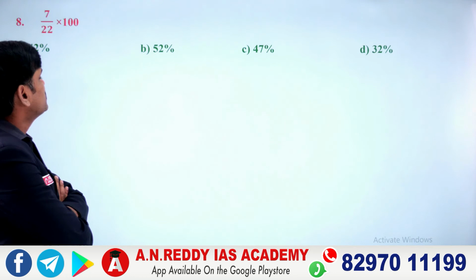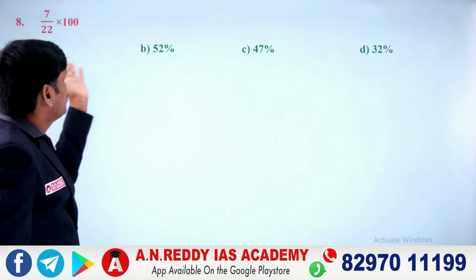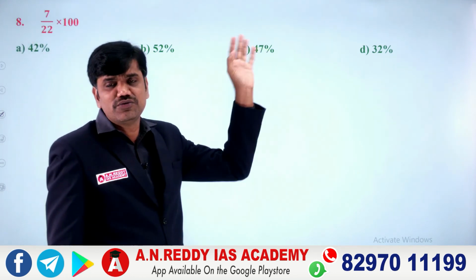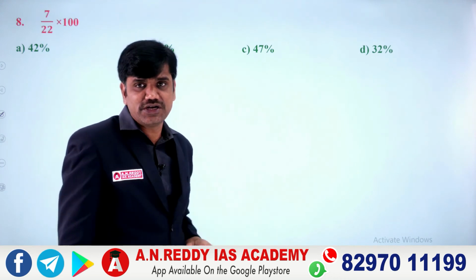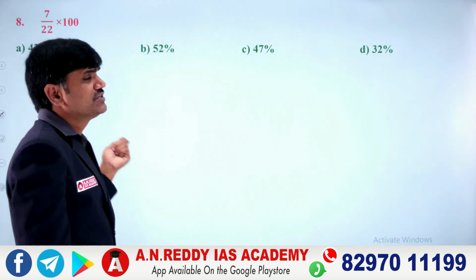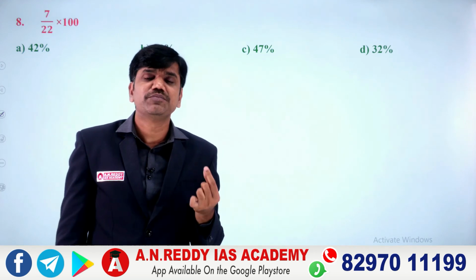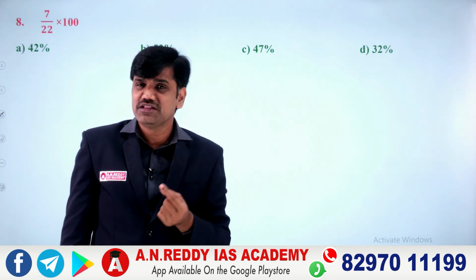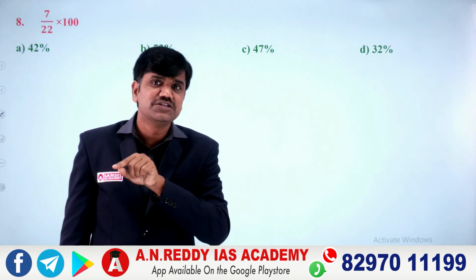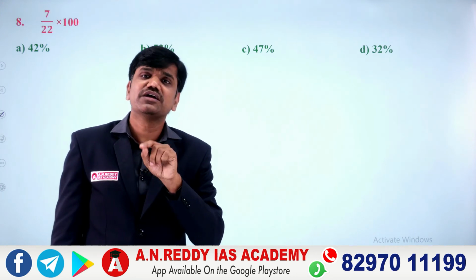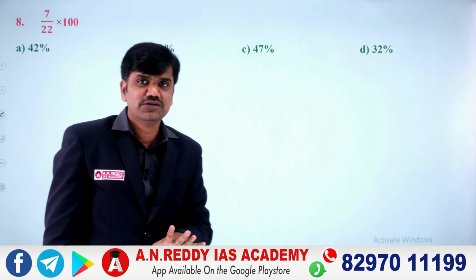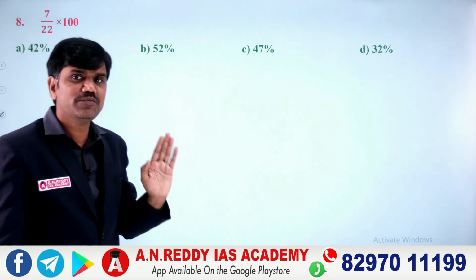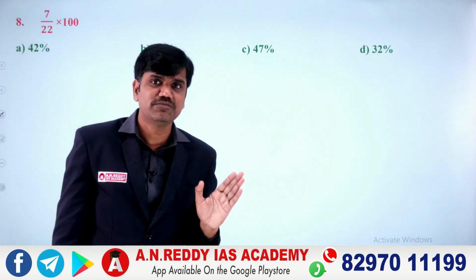Here also options are very far: 42, 52, 47, 32. So we will be taking only approximation, try to understand that. I have taken all these fractions from previous bank PO exams. I have taken the fraction in the question that is being asked there, and I have taken the options from that booklet. So this is how the options will be given in the competitive examination also. Please keep that in mind.